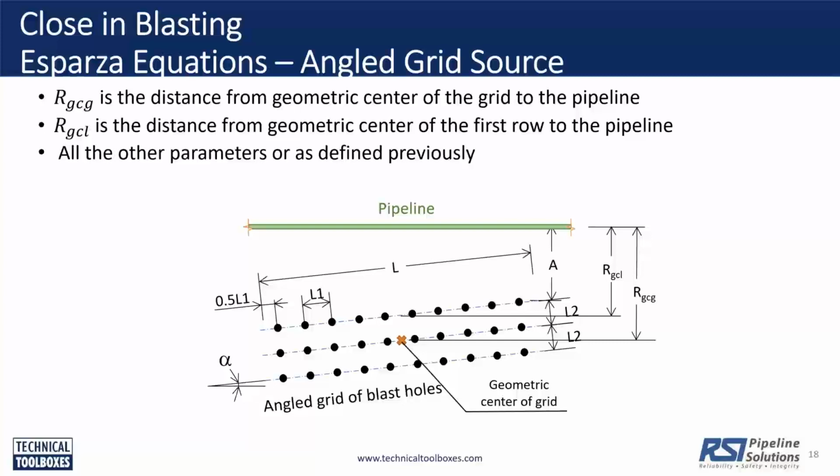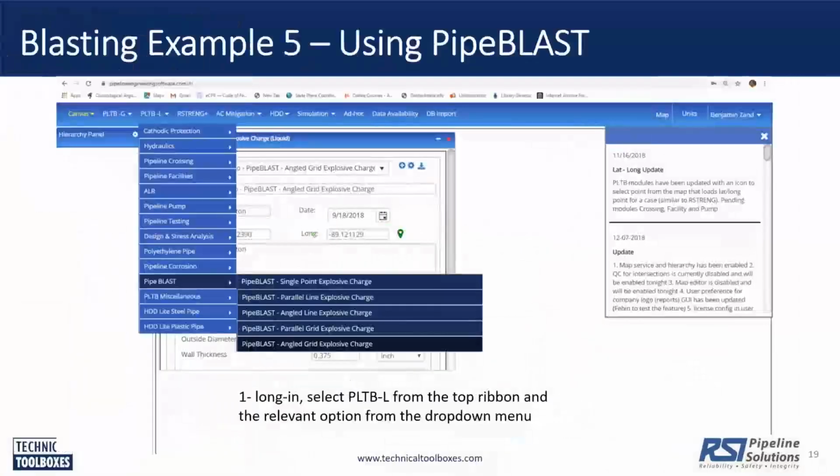Next slide, please. And this is a screenshot of the tool that I mentioned under technical toolboxes. You can see just here on this screenshot, I have demonstrated different options for the analysis. We have the single point, we have parallel line, we have angled line, we have parallel grid or an angled grid. And these are the 5 different situations that I explained. So let's go to the next slide.